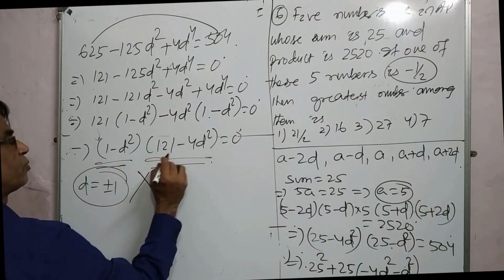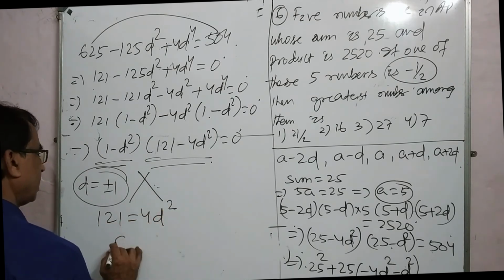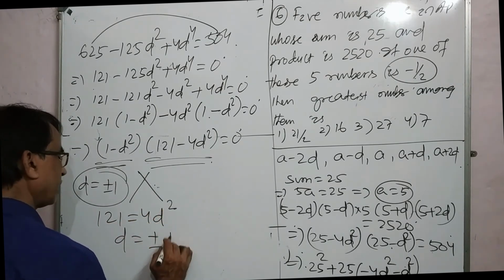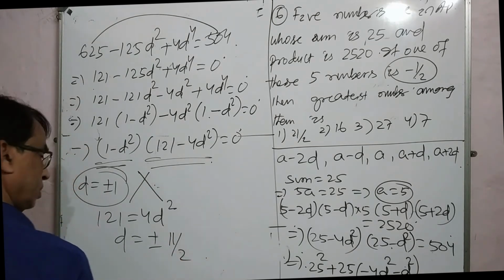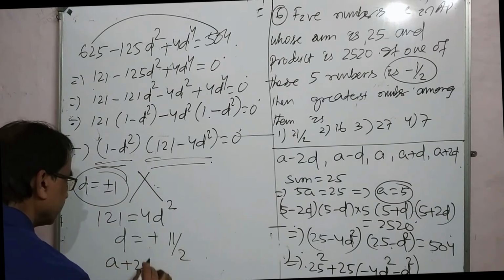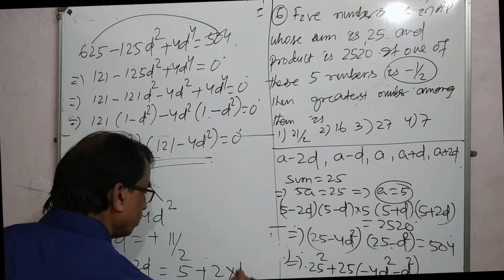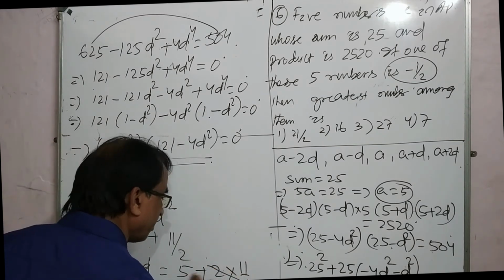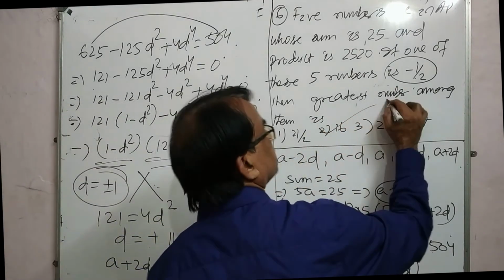So what we are left with is 121 is equal to 4d square and d is equal to plus or minus 11 by 2. Considering plus, a plus 2d, you can also consider minus, that is 5 plus 2 into 11 by 2, the 2 cancels, 11 plus 5 is equal to 16. The answer is 16. The option is 16.